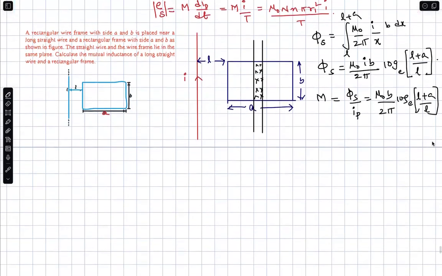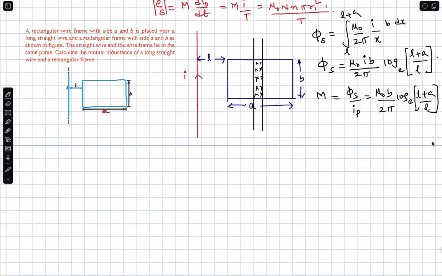Right. And next case, before I discuss, I need to discuss a point. Mutual inductance for a combination. If, for example, I have an arrangement like this.